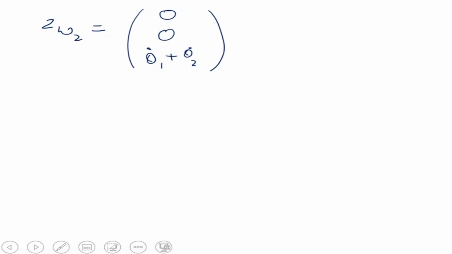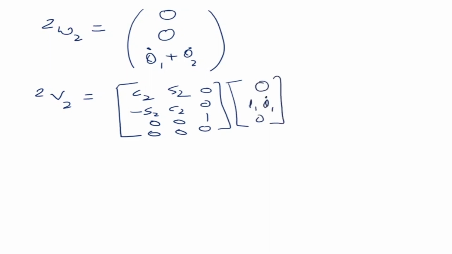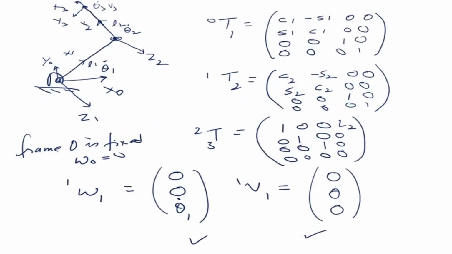Now omega 2 is equal to this. What about v2? Now this is equal to r inverse, which is equal to c2 s2 minus s2 c2 0, 0 1 0, 0 0 0, into the velocity, which is L1 theta 1 dot, 0, which is equal to L1 S2 theta 1 dot, and this is L1 C2 theta 1 dot, and 0.